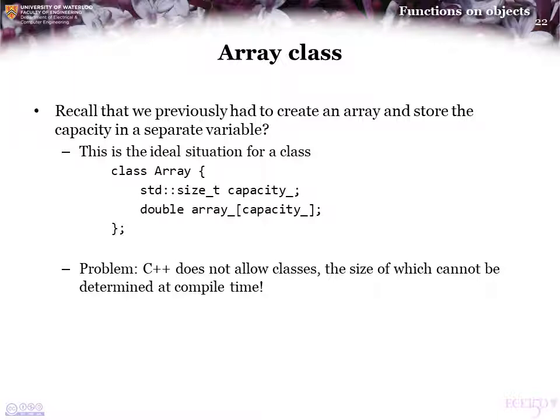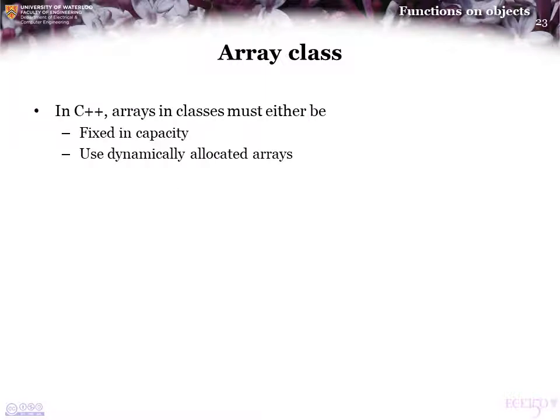So, how can we solve this problem? Therefore, in C++, arrays that are member variables of classes must either be fixed in capacity or they must use dynamically allocated arrays. That's what we're going to do here. We're going to declare an array class that stores a capacity and then the address of, in this case, a double.